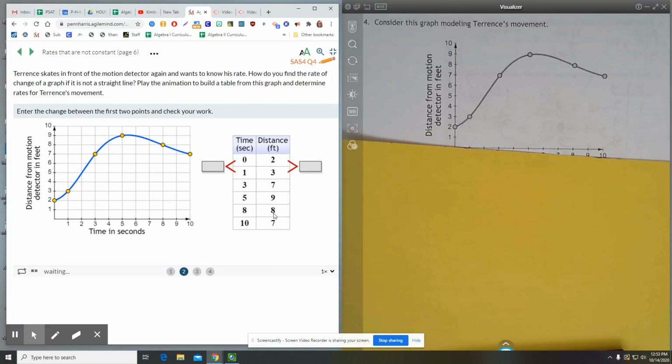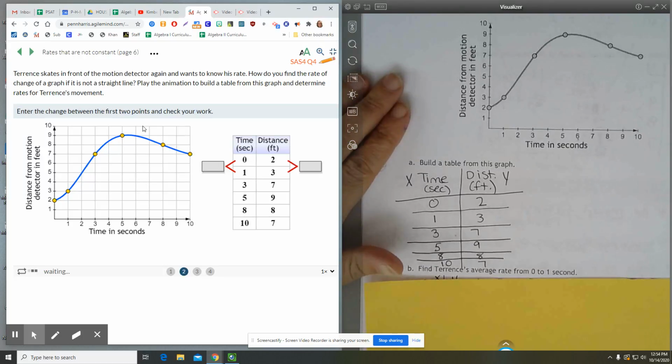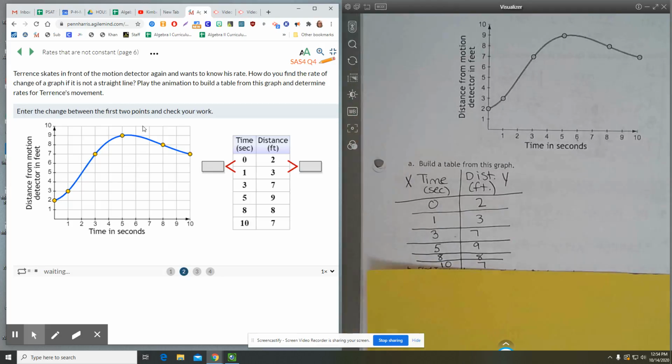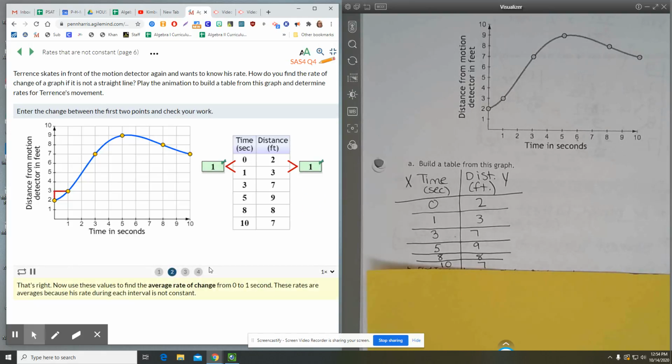Okay, now what they want us to do, and that was, I completed the table there. Same thing that they have down. Okay, now they want us to find the change between the first 2 points. So from 0 to 1, it goes up by 1. And from 2 to 3, it goes up by 1. Yay! Okay, now they want us to use these values to find the average rate of change.